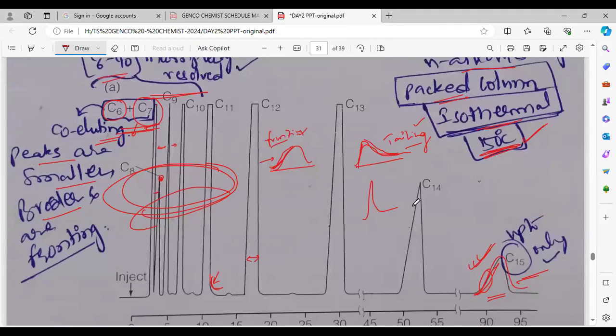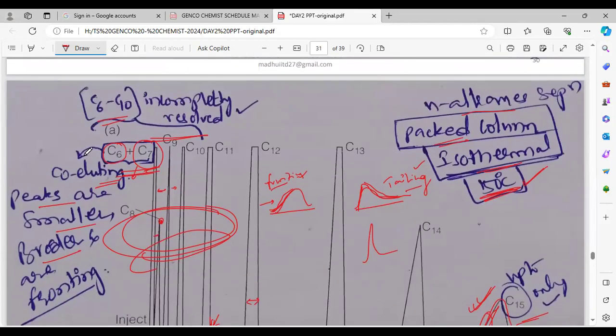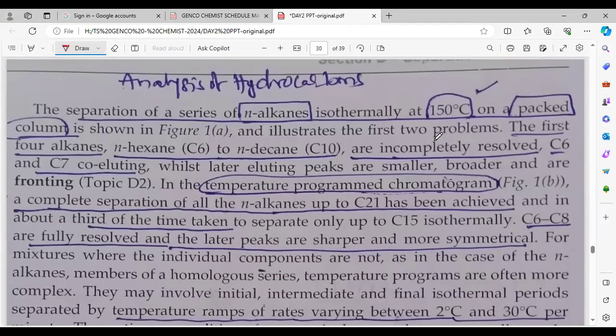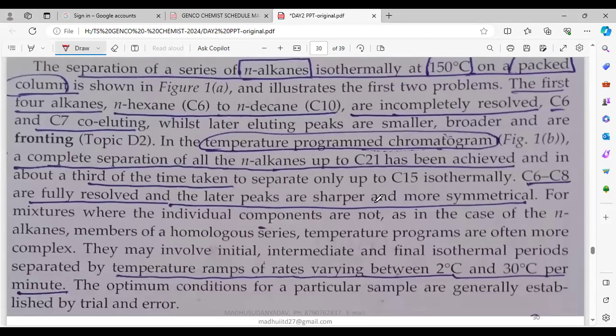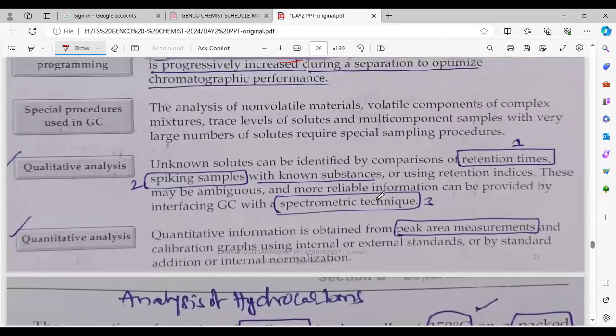Fronting, tailing, and peaks are not separated well, and some peaks are coeluting. I mean, some alkanes are coeluting. అంటే ఒకటేసారి బయటకు వస్తున్నాయి, సేమ్ పీక్ ఫాలో అవుతుంది. ఇన్కంప్లీట్లీ రిజాల్వ్డ్ ఫ్రమ్ C6 to C10. ఆ ఇన్ఫర్మేషన్ అంతా ఇక్కడ ఉందండి, ఇది చదువుకోండి, స్కిప్ చేసాను. ఆ ఇన్ఫర్మేషన్, ఇప్పుడు నేను చెప్పే ఎక్స్ప్లనేషన్ మొత్తం ఆ గ్రాఫ్స్లోనే ఉంది, అక్కడ చూసుకోండి.